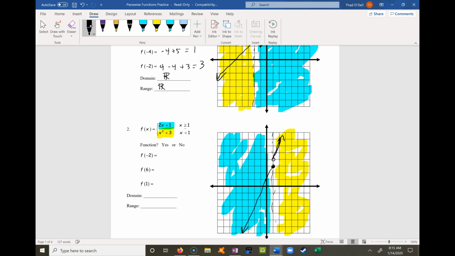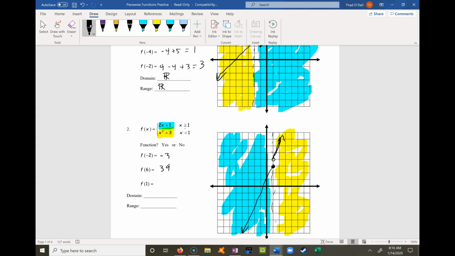Okay. And we could plug in these numbers real quick. F of -2, at f of -2, it's down here at -3, isn't it? You would find that also by putting in -2 up here. -4 plus 1 is -3. F of 6, that would mean use this one. 6 squared is 36, plus 3 is 39. And f of 1, that would be using the top one, so that would be 3.